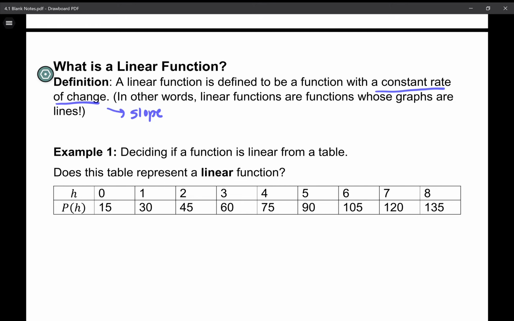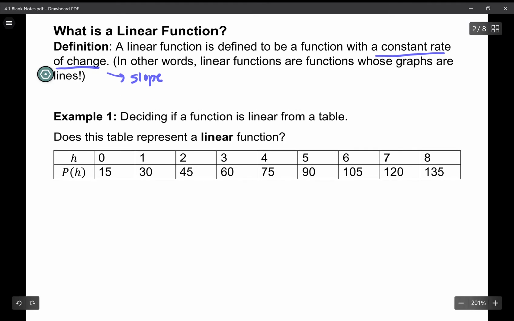So we're going to look at this function in this table, and we're going to decide if this table represents a linear function. So how do we do that? Well, we need to decide if it has a constant rate of change. So let's look at the rate of change between h equals 0 and h equals 1. The change in output is 30 minus 15, which is 15, and the change in input is 1. So my rate of change from 0 to 1 is 15 over 1.